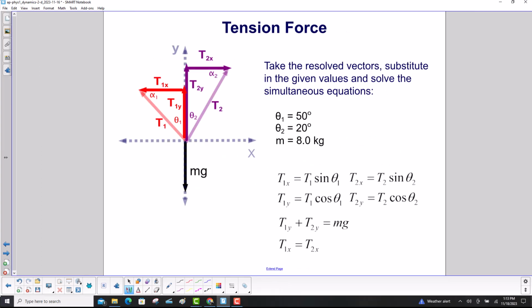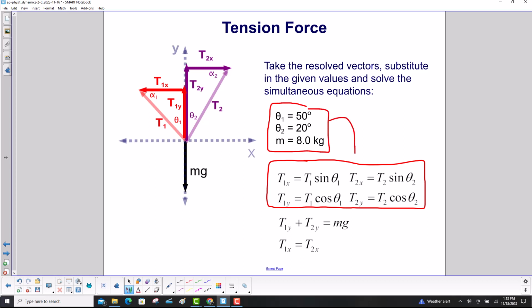Take the resolved vectors, which is right here. We've done that on the past few slides. The given values, we'll substitute them into that, and then we put them into Newton's two laws here, one for the y direction and one for the x direction.